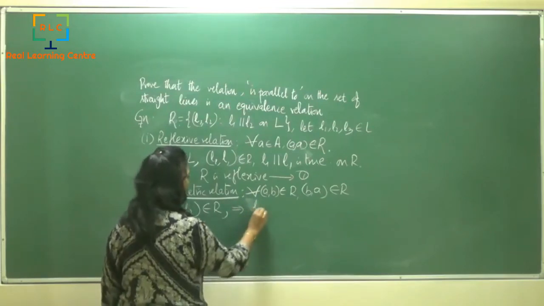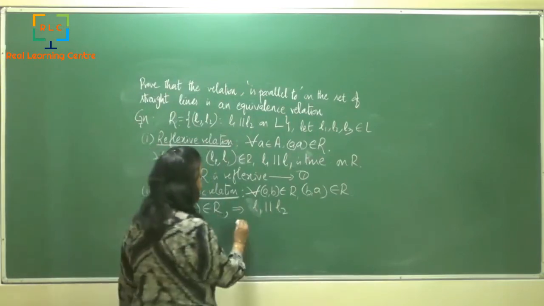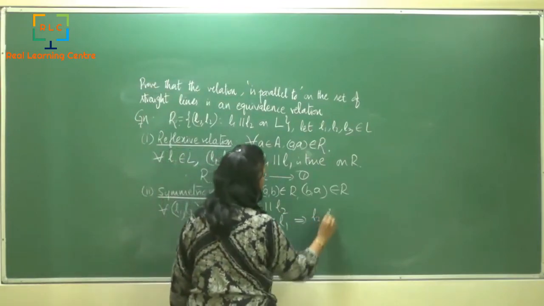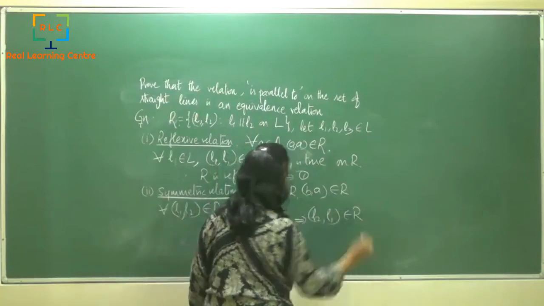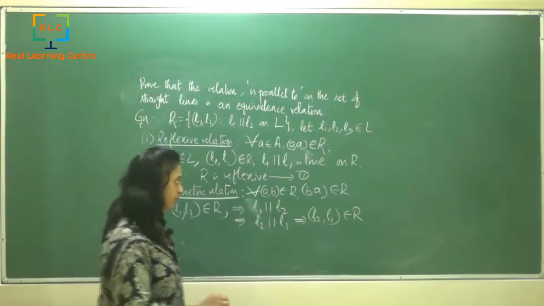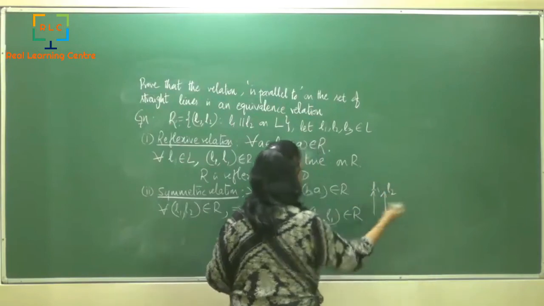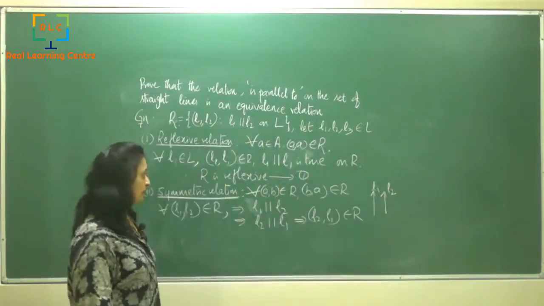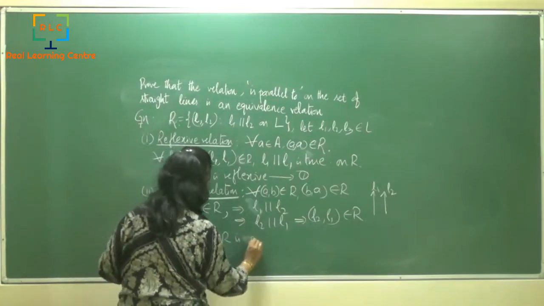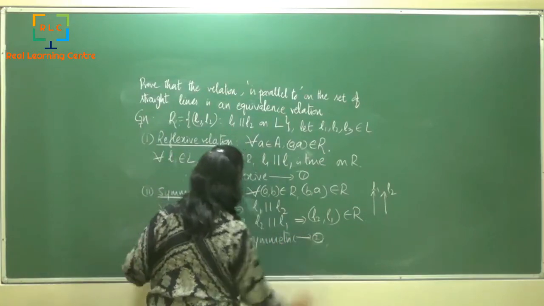This implies that L1 is already parallel to L2. And if L1 is parallel to L2, we know from geometry that L2 is parallel to L1, and this in turn implies (L2, L1) belongs to the relation R. If I interchange, by the nature of geometry, we know that L1 is parallel to L2 and vice versa, L2 is parallel to L1, is true. Therefore, R is symmetric. Statement number 2.